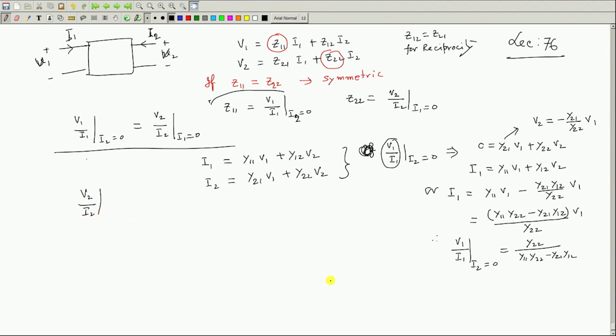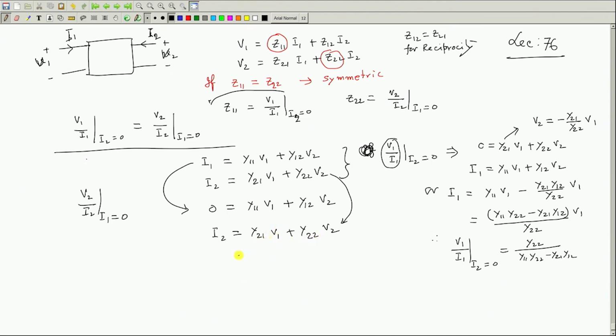Why not? Driving point admittance should be same. So, anyway, I will do this very quickly. So, V2 by I2 I want to find out with the condition I1 equal to 0. So, from the first equation I will get 0 is equal to Y11 V1 plus Y12 V2. This is the first equation, and second equation is I2 is equal to Y21 V1 plus Y22 V2. This is the second equation, and I want to find out V2 by I2.